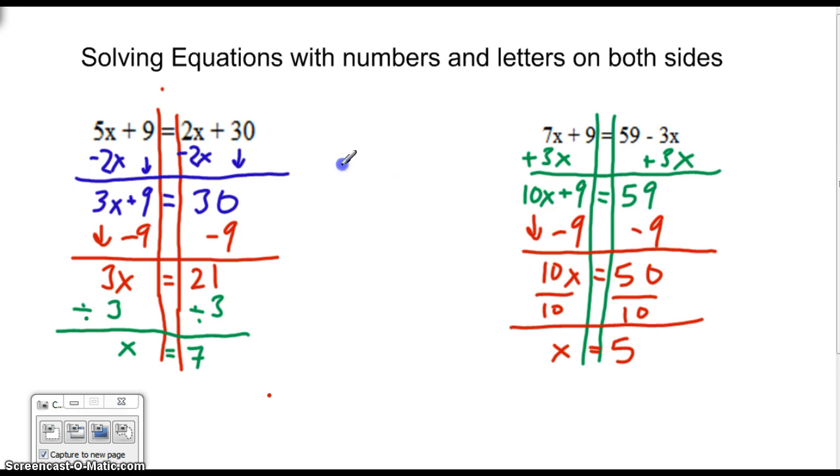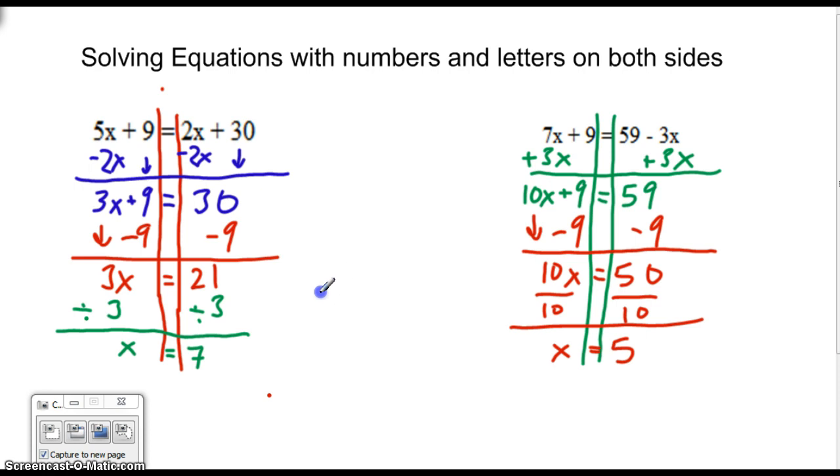So, to summarize, the first thing you need to do is try to get the letters on one side of the equal sign and the numbers on the other side of the equal sign. I would stop and write that down because that's so important. You need to cancel out the letters to get them on one side and cancel out the numbers to try to get them on the opposite side of the letters.